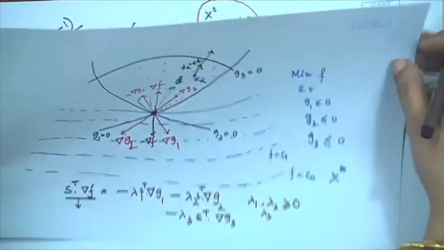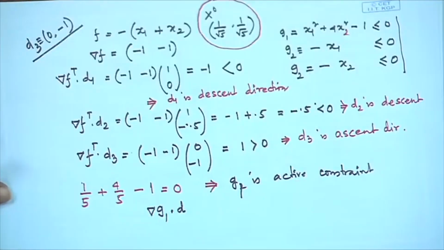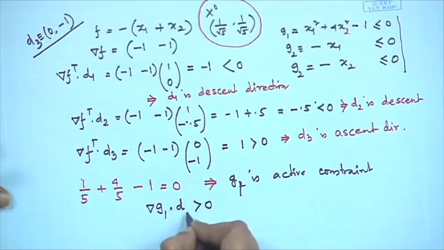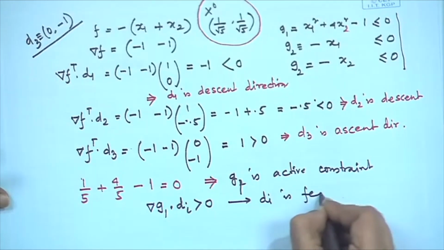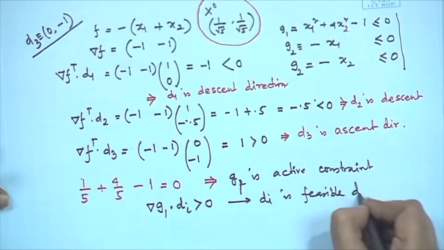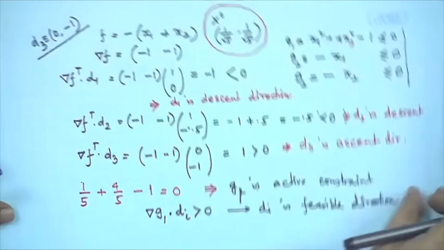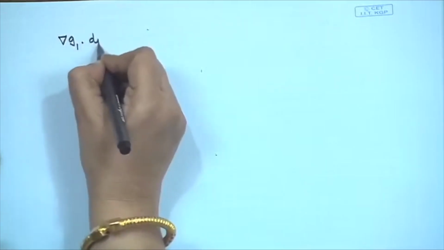That is why if we can show that grad G1 dot D is greater than 0, then we can say that Di is the feasible direction. If this is true, then we can say that Di is a feasible direction. All right, let us see. Grad of G1 dot D1.